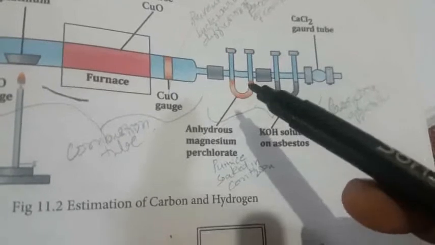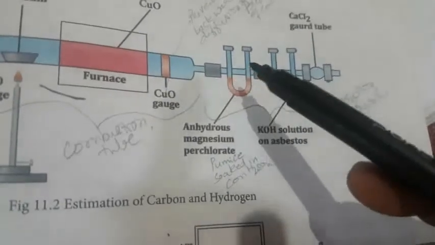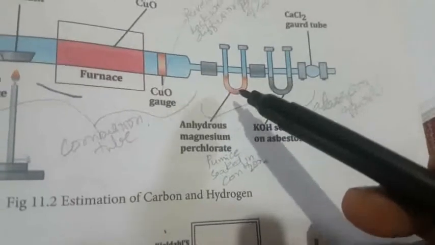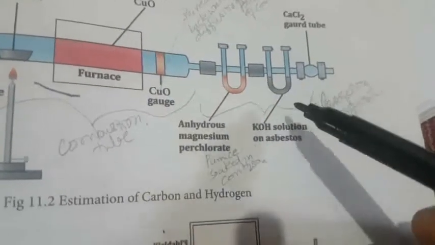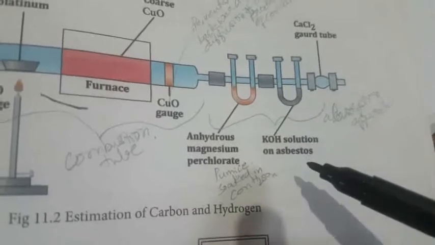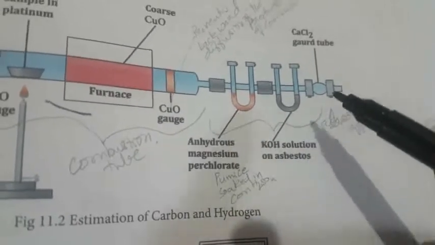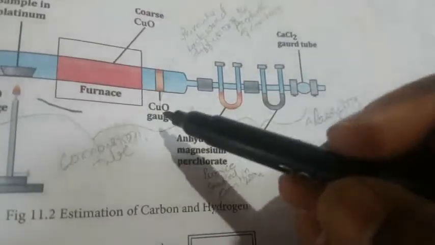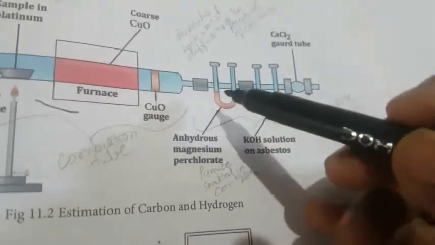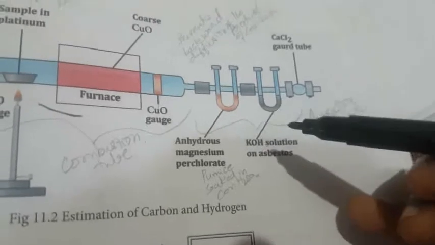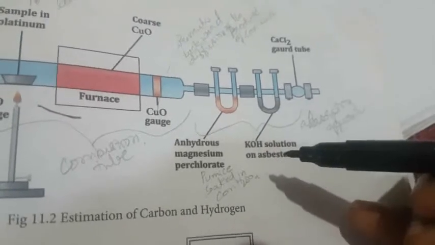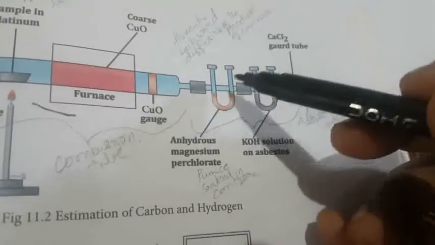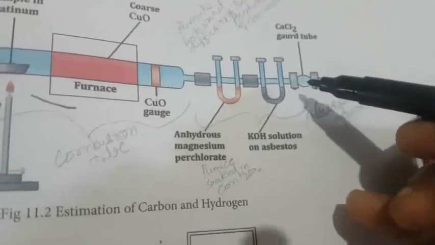First, this is the tube containing magnesium perchlorate. Again, another one is potassium hydroxide solution. Here is the calcium chloride guard tube. So what will happen? Suppose carbon dioxide is released, it is absorbed by the potassium hydroxide. Again, the water vapor present is absorbed by the calcium chloride.